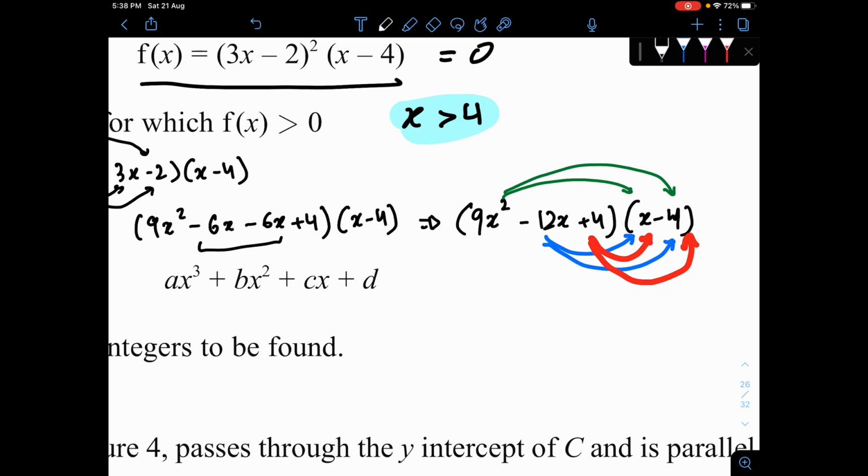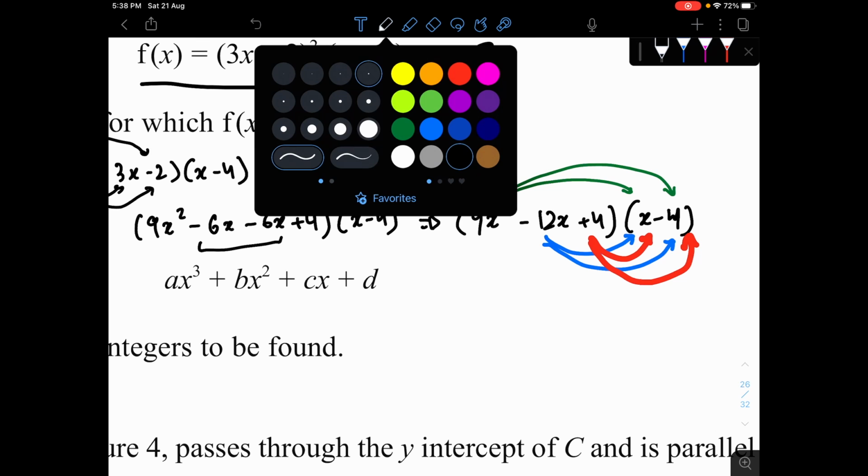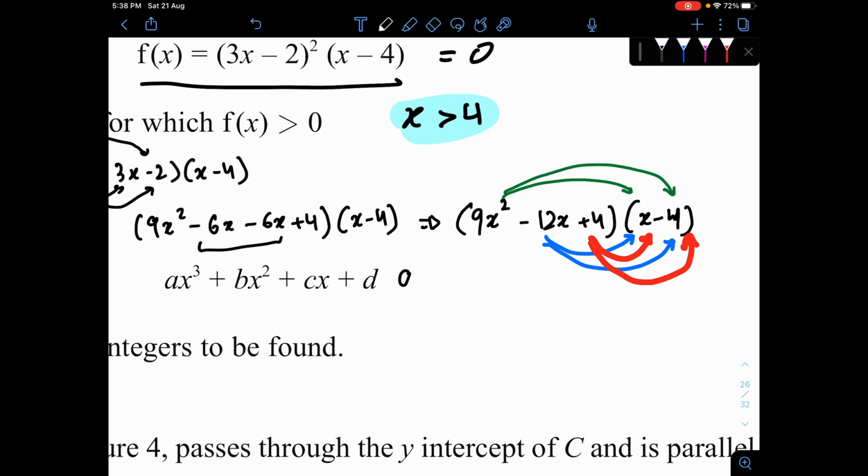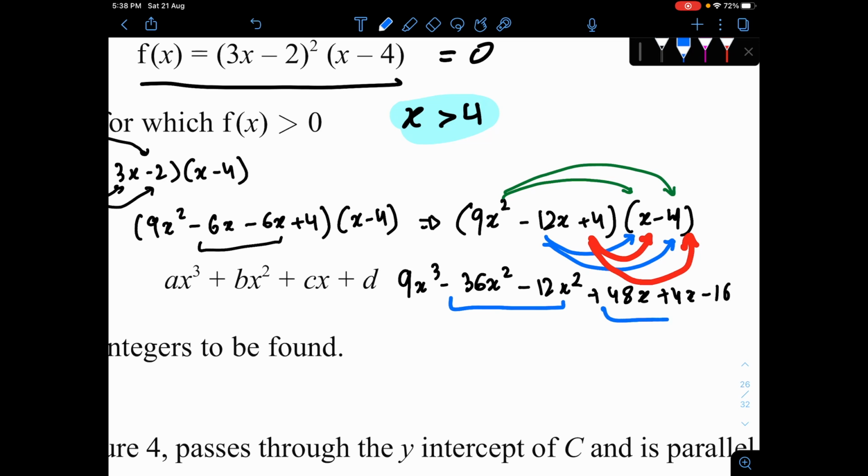We get 9x cubed, minus 9 times 4, which is minus 36x squared, minus 12x times x, which is minus 12x squared. And then minus 12x times minus 4, that's plus 48x, and then 4 times x is just 4x, and minus 4 times 4 is minus 16. So we can just collect like terms now. These are the like terms, so we can collect them.